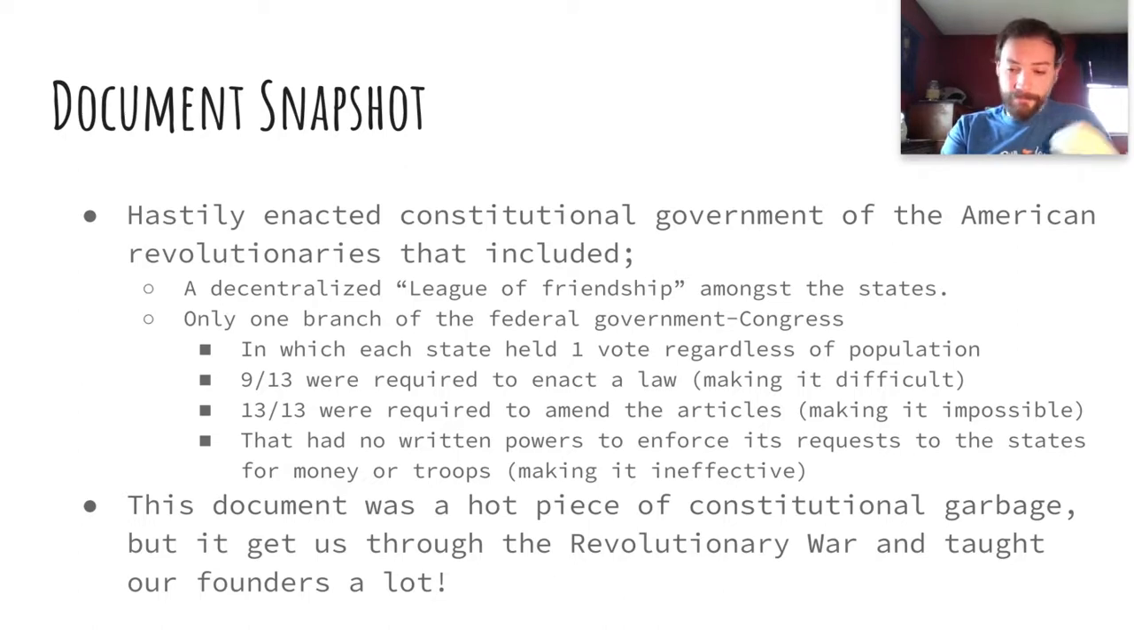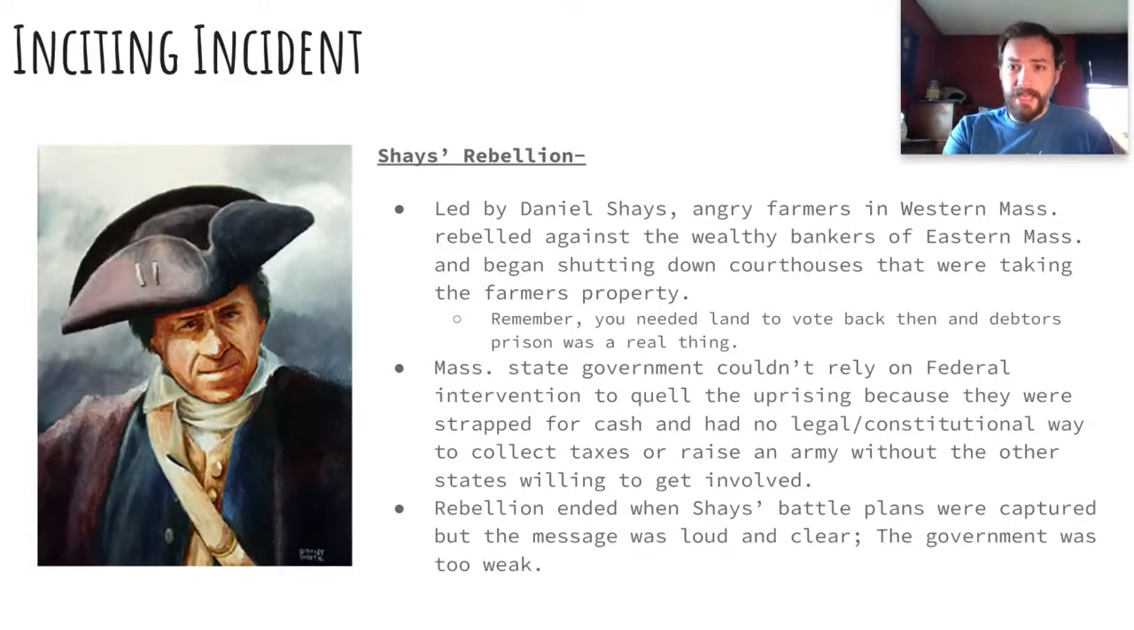Okay. So what is the inciting incident that brings the end to the Articles? Shays' Rebellion. Daniel Shays, this poor farmer in Western Massachusetts, fought during the Revolutionary War. Him and many other farmers like him in Western Pennsylvania are losing their land. The economy during this post-war phase, the U.S. is paying off all of their debts. Individual states are responsible for paying back what they borrowed during the Revolutionary War.